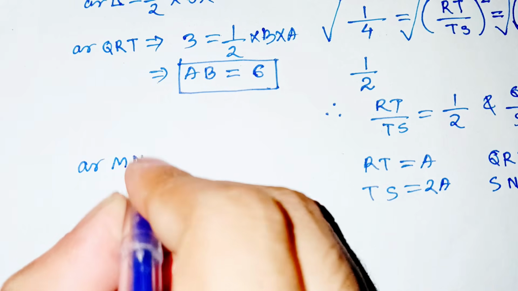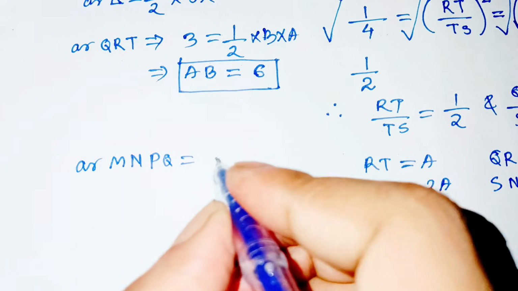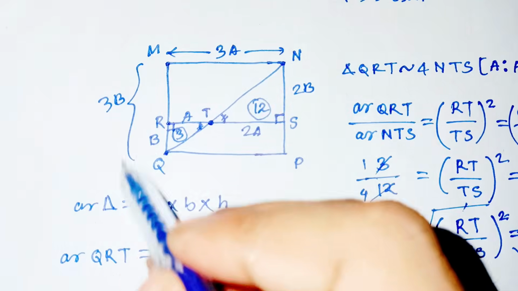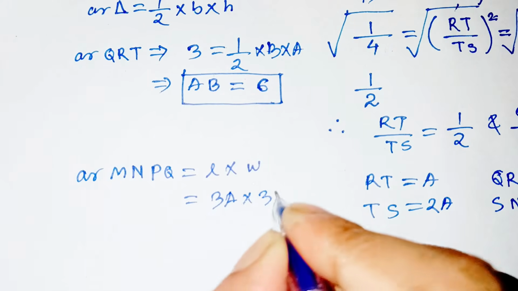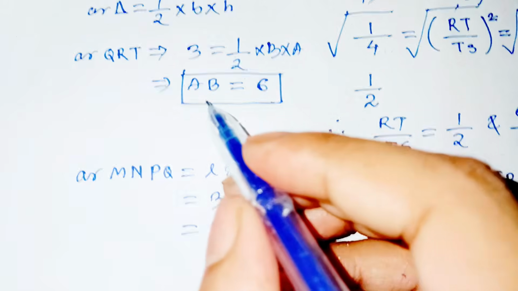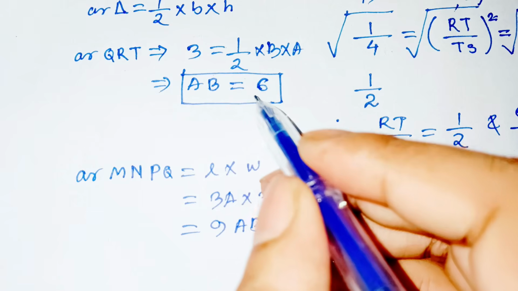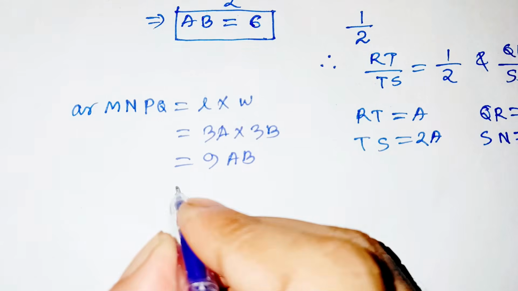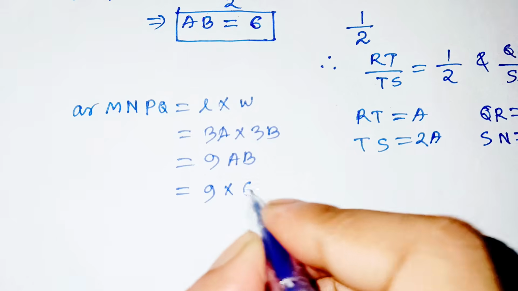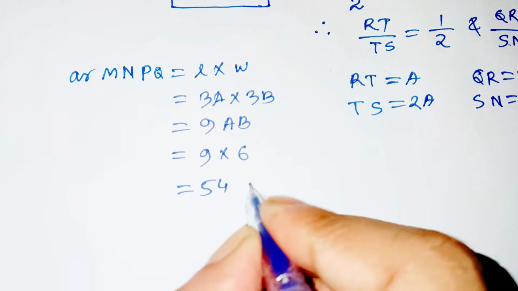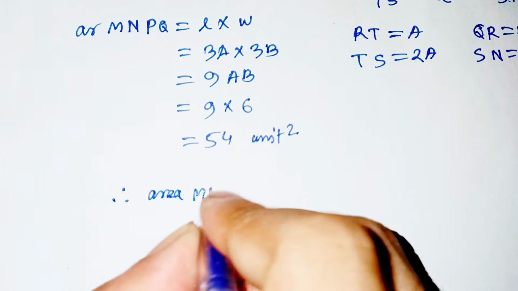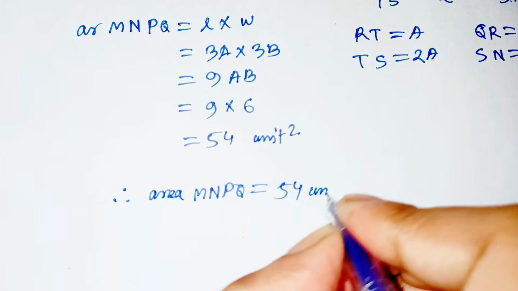The area of rectangle MNPQ equals its length multiplied by its width. So we have 3A multiplied by 3B, which equals 9AB. From our earlier calculation, we already know that A multiplied by B equals 6. Substituting that value gives us the area equals 9 multiplied by 6, which is 54 square units. Therefore, the area of rectangle MNPQ is 54 square units.